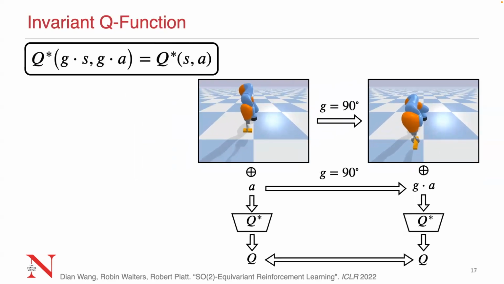And then for the environment property in the Q function, that means if we rotate the input state and action at the same time, the output Q value from the optimal Q function should not change. So that is the equivariant property in the optimal solutions of an MDP when we have a group environment MDP. So any question about this?